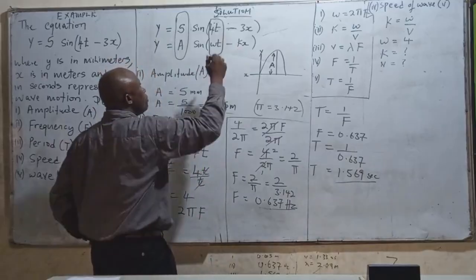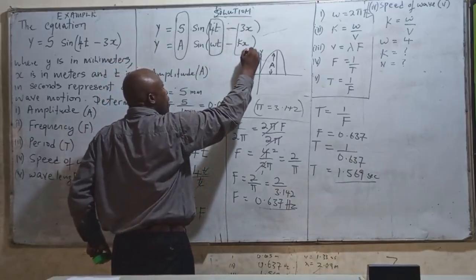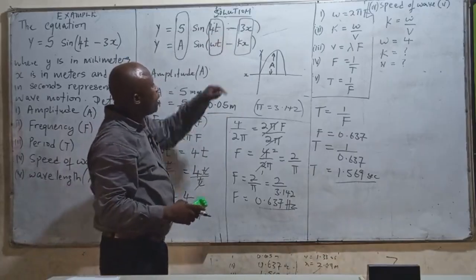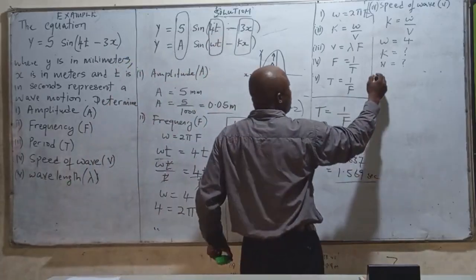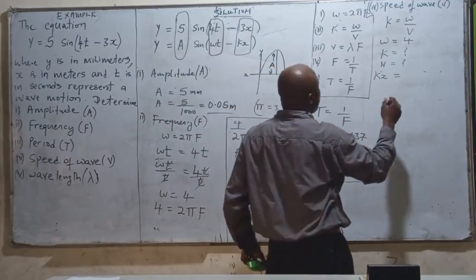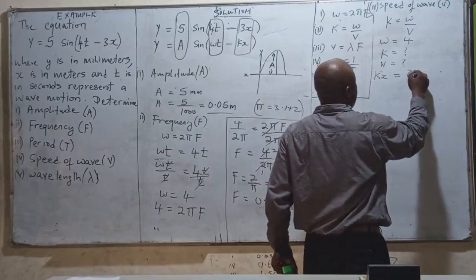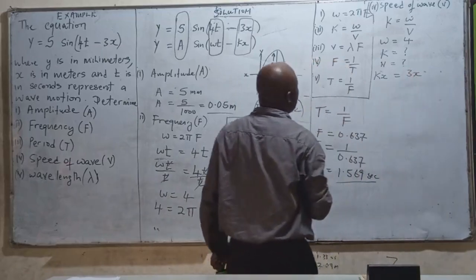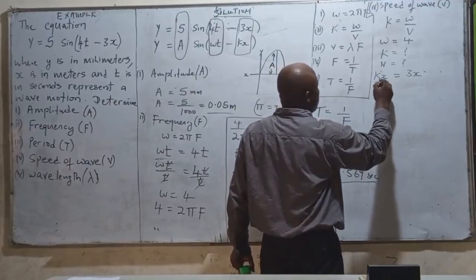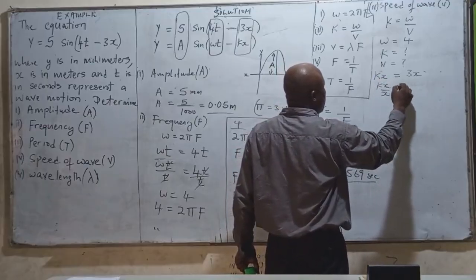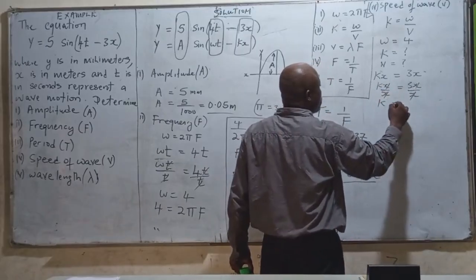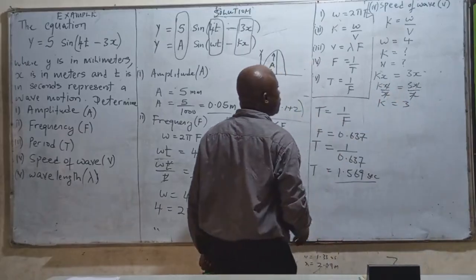By simple comparison. When we compare this equation, we see that kx is equal to 3x. So kx is equal to 3x. Dividing both sides by x, the x cancels, so I have k equal to 3. So we've gotten the value for k.